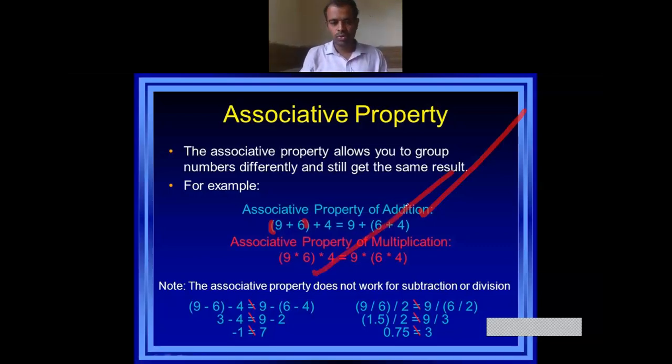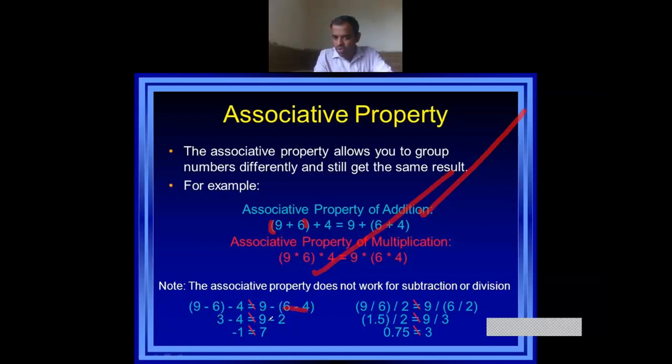Here also, multiplication comes with this one. And the associative property does not work for subtraction or division. Here you can see 9 minus 6 is what? 3. 3 minus 4 is what? Minus 1.